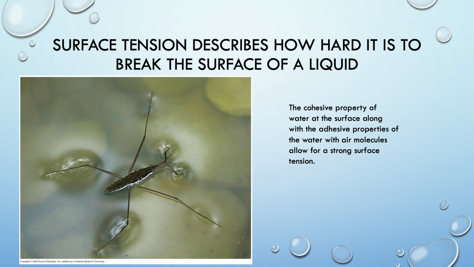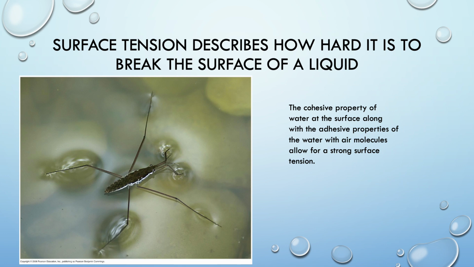Surface tension describes how hard it is to break the surface of a liquid. The cohesive property of water at the surface, along with the adhesive properties of the water with the air molecules, allow for a strong surface tension. Here we have the little stick bug. He's able to walk across the water due to that strong surface tension.